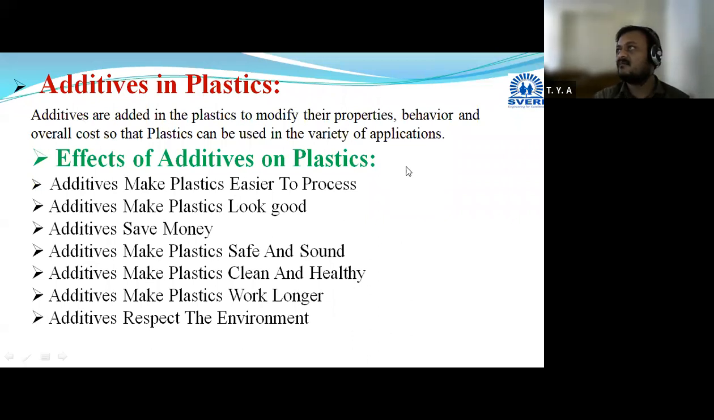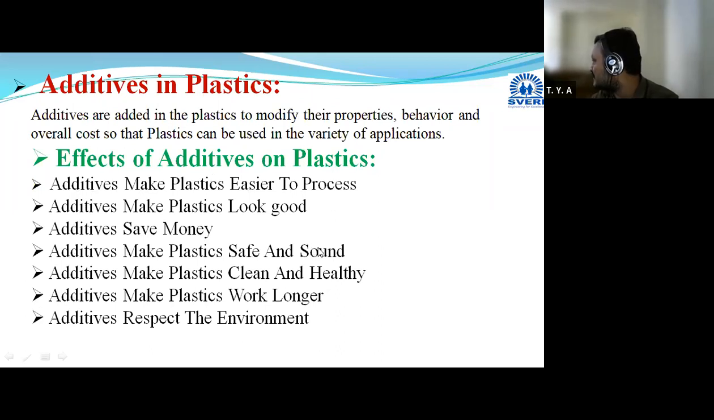Okay. Now if you refer to the second point here, I have highlighted, that is the effect of additives on the plastics. When additives are added, then what will be the changes, or what is the effect on the properties of that plastic material? These are general effects. Okay, this is the summary. It is not necessary that a single material will provide you all these effects.